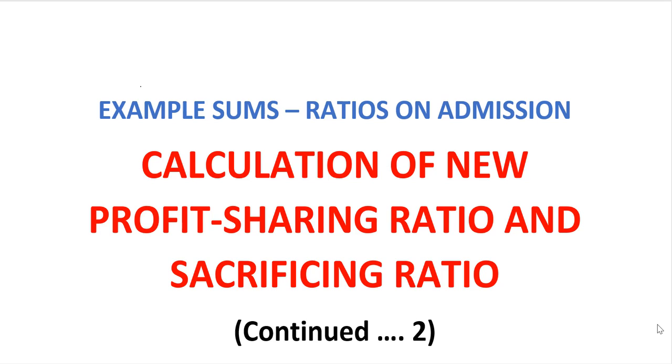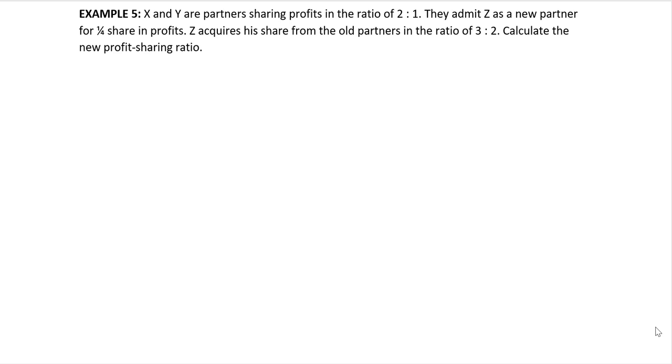Let's go to the fifth example. Example 5. X and Y are partners sharing profits in the ratio of 2:1. They admit Z as a new partner for 1/4 share in profits. Z acquires a share from the old partners in the ratio of 3:2. Calculate the new profit sharing ratio. Let's solve the problem.